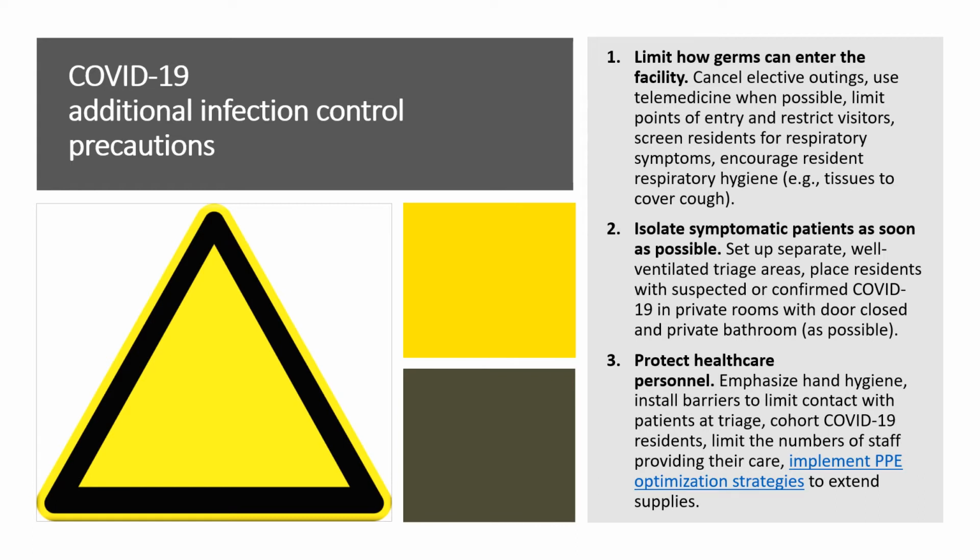Number 2, we will isolate symptomatic patients as soon as possible. We will set up separate, well-ventilated triage areas and place residents with confirmed or suspected COVID-19 in those private rooms. Those doors should remain closed.